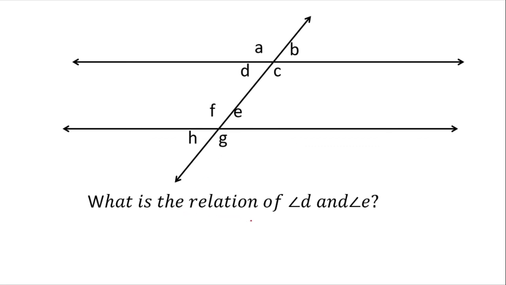What is the relation of angle D and angle E? Angle D and angle E. So, obviously, okay, alternate sila. Alternate angles. So, what kind of alternate angles? So, meron tayong, since nasa loob sila, so, interior. Okay. So, alternate interior angles.